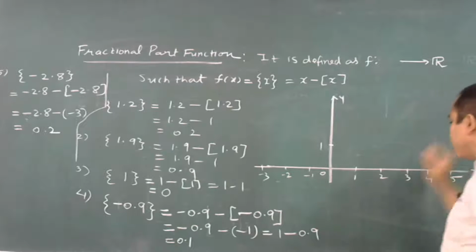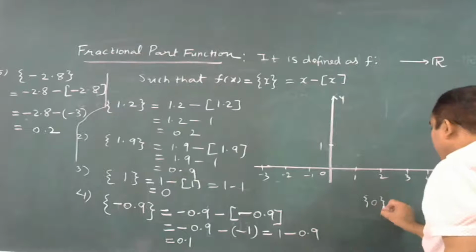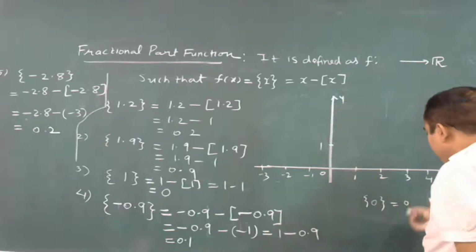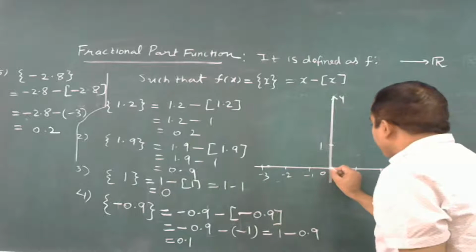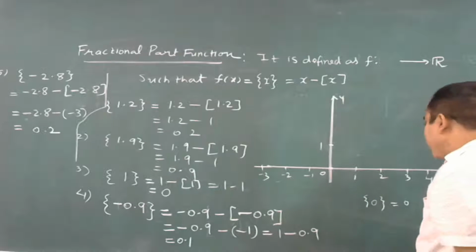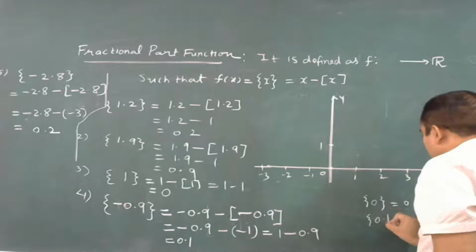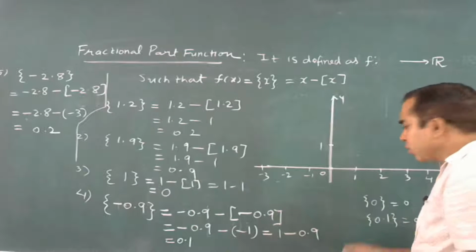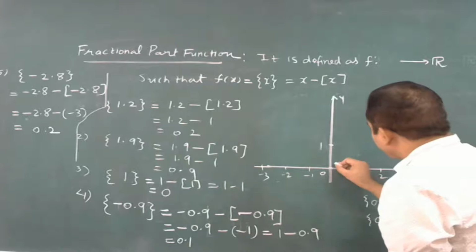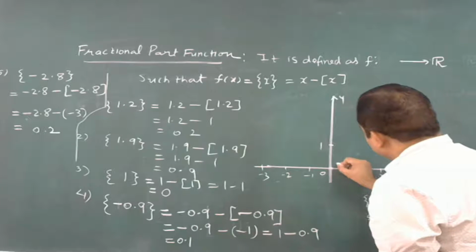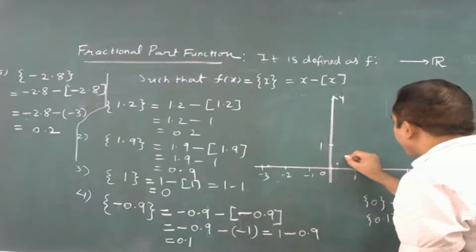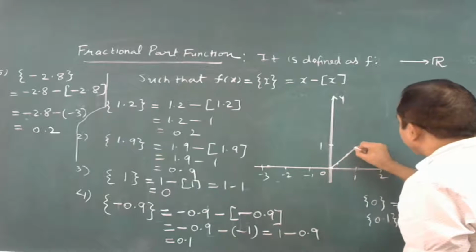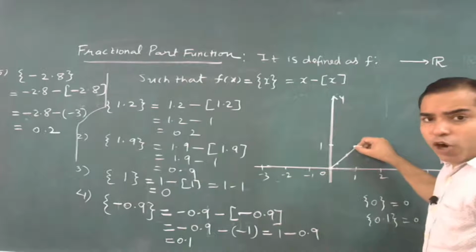Now let us plot the solutions. The fractional part of 0 was how much? The fractional part of 0 is 0, since 0 is an integer and its fractional part is 0. So 0, darken it. What about 0.1? The fractional part of 0.1 will be 0.1 only, isn't it? So the image of 0.1 will be 0.1 here. The image of 0.5 will be 0.5, the image of 0.9 will be 0.9. Like this it will go if you join. But the image of 1 will not be 1.